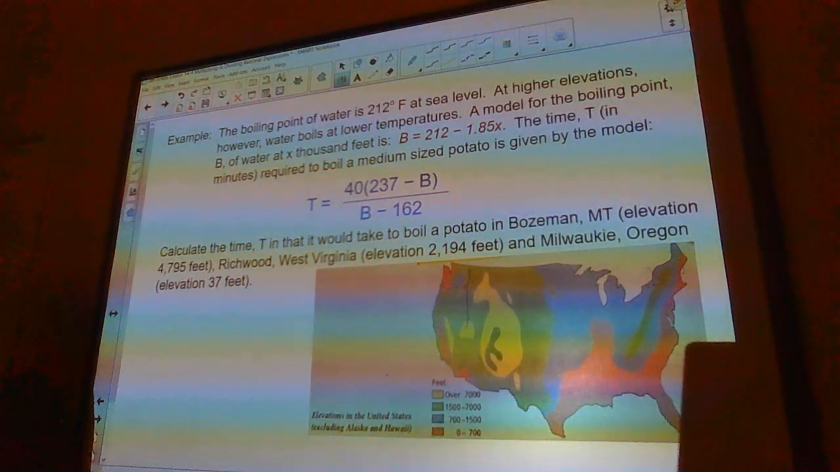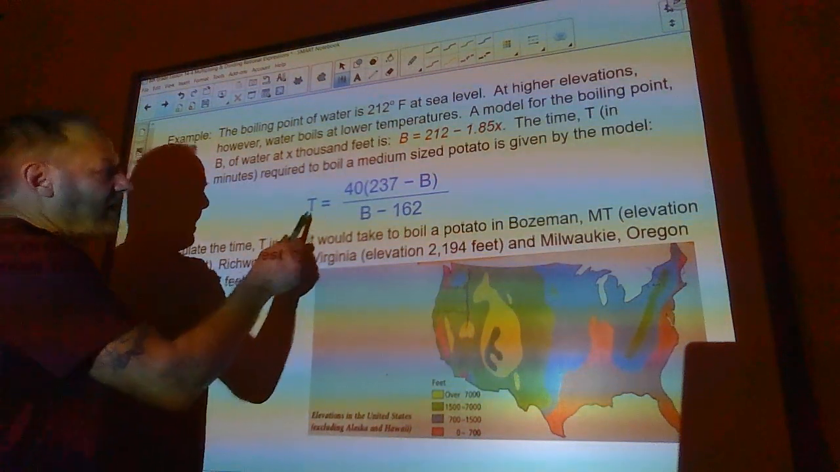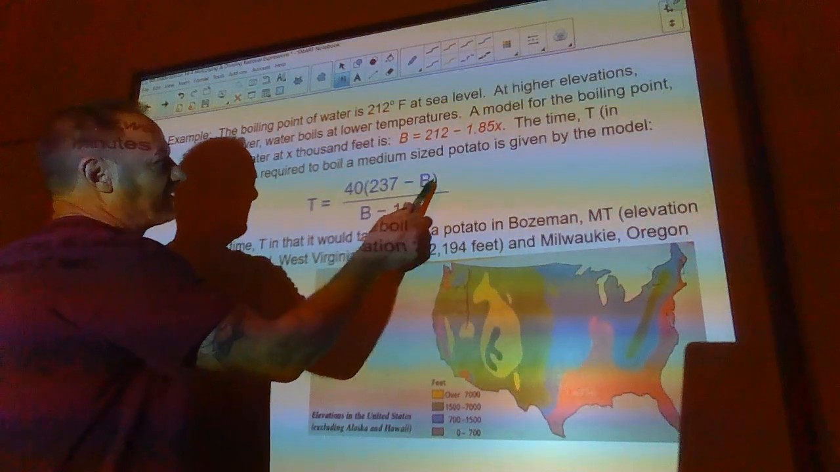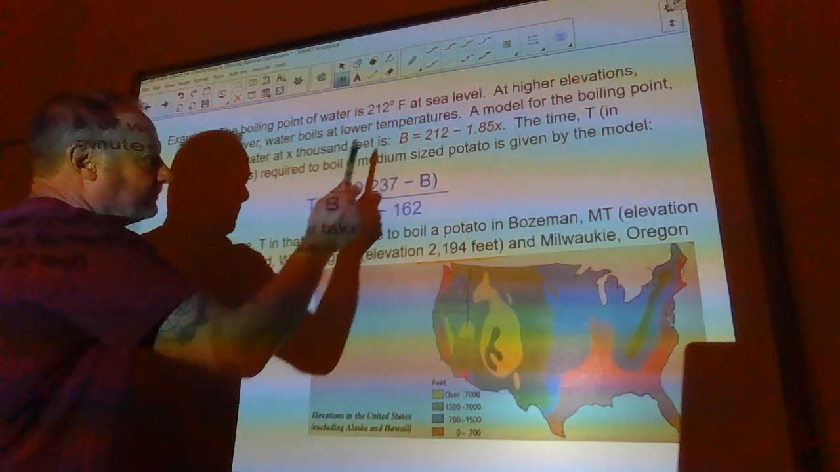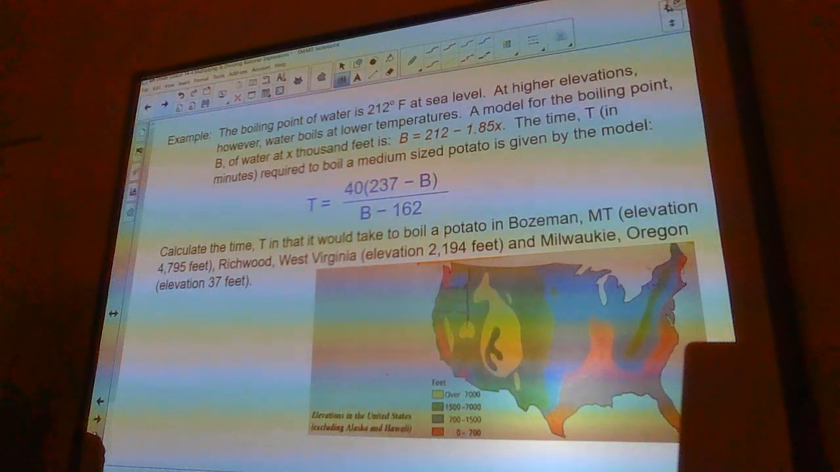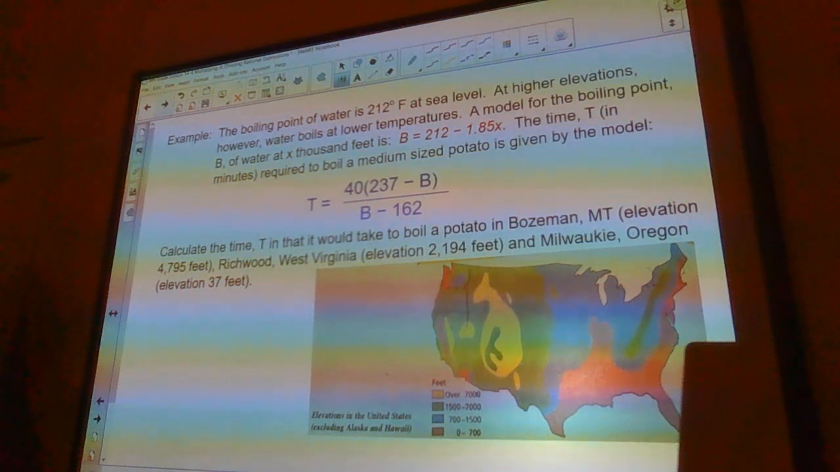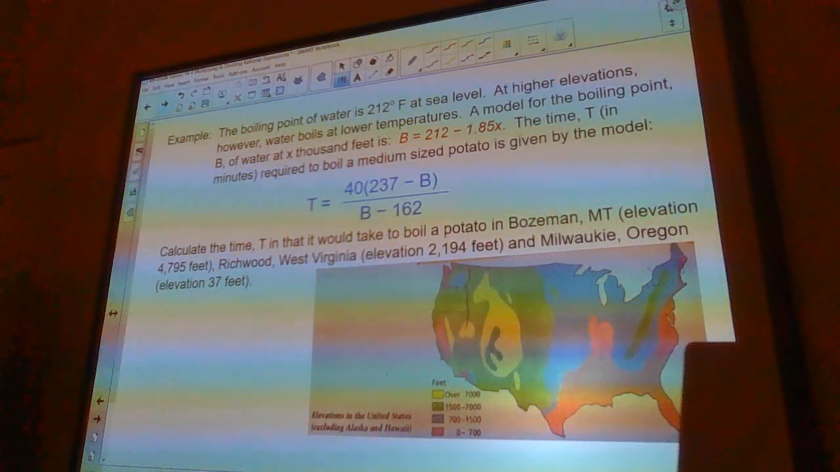The time t in minutes required to boil a medium-sized potato is given by this model. Time equals 40 times (237 minus B) over (B minus 162). Now the B is coming from here. Okay, so calculate the time t that it would take to boil a potato in Bozeman, Montana, elevation 4,795 feet; Richwood, West Virginia, elevation 2,194 feet; and Milwaukie, Oregon, elevation 37 feet.